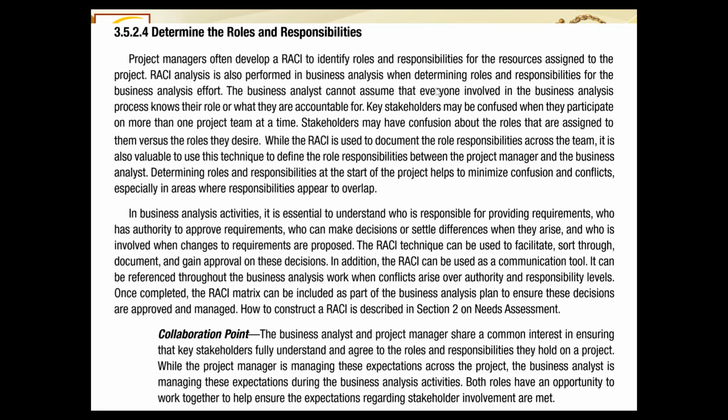Right, we will continue from where we left last time, and it is quite some time now. A 4-5 day gap has come. So we left it at this heading, that is 3.5.2.4, Determine the roles and responsibilities.